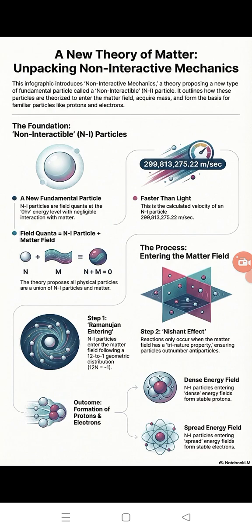Okay, let's break that down. N is the field of these non-interactive particles. That's correct. And M is the established matter field, the stuff we can see and measure. So the union of the non-interactive particle and the matter field equals a class 0 particle field. But what that means is the real breakthrough here. It means a field quanta isn't just matter, it's not just nothing. It's both. A field quanta is fundamentally defined as the inseparable union of the non-interactive particle and the matter field.